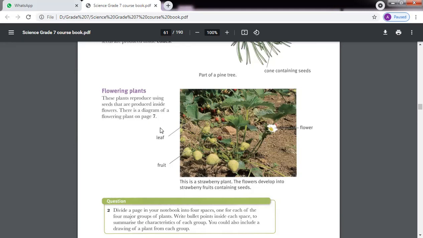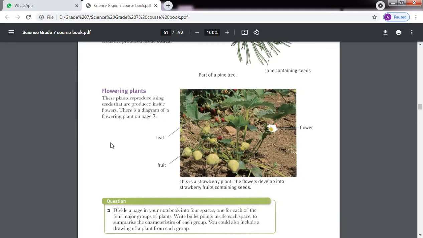And here you can see this is a strawberry plant. Here, first of all it is a flower, and then the flower changes into a strawberry, and the strawberry has seeds. This helps the plant to reproduce.